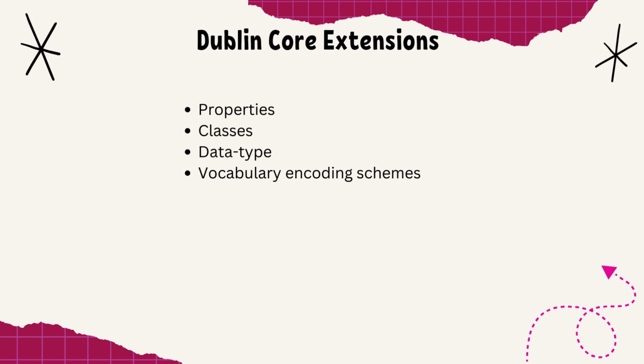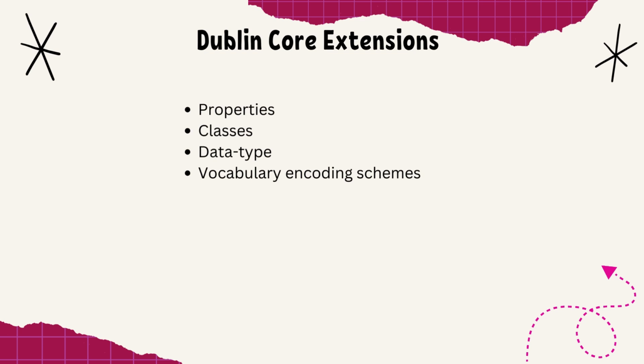By understanding and utilizing Dublin Core extensions like properties, classes, data types, and vocabulary encoding schemes, we can create more detailed, accurate, and interoperable metadata descriptions. This enhances resource discovery, management, and sharing across various platforms and systems.